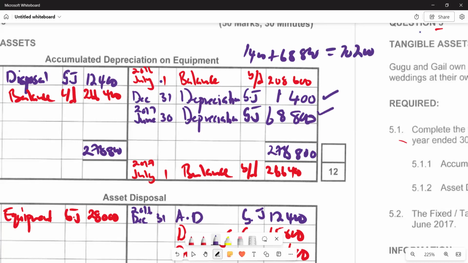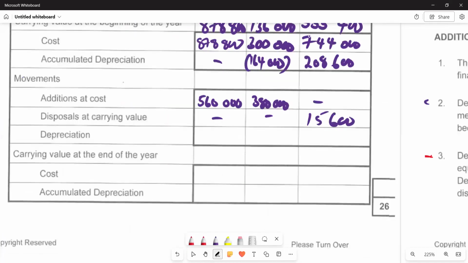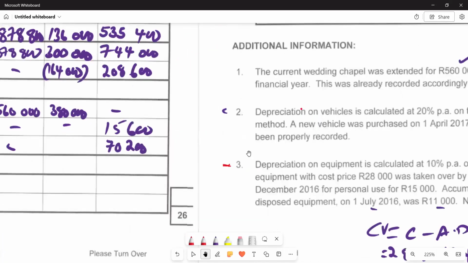So we can just enter depreciation for the year for our equipment as such. So we come here. We are saying depreciation for the year for equipment. Equipment is here. We've got 70,200. Then we now try to see for land and buildings, we don't have anything because there's no depreciation for land and buildings. Then for vehicles, we calculate it. Let's try to calculate depreciation for vehicles for the year.